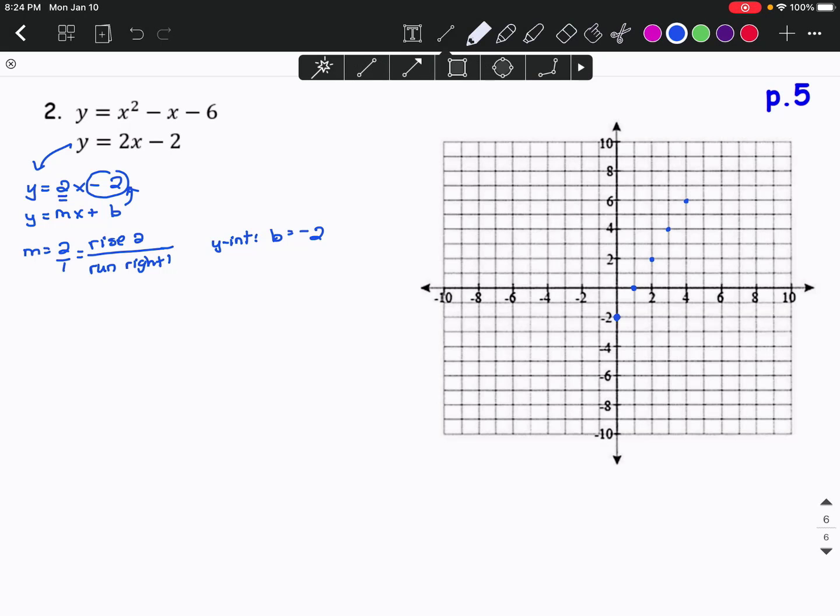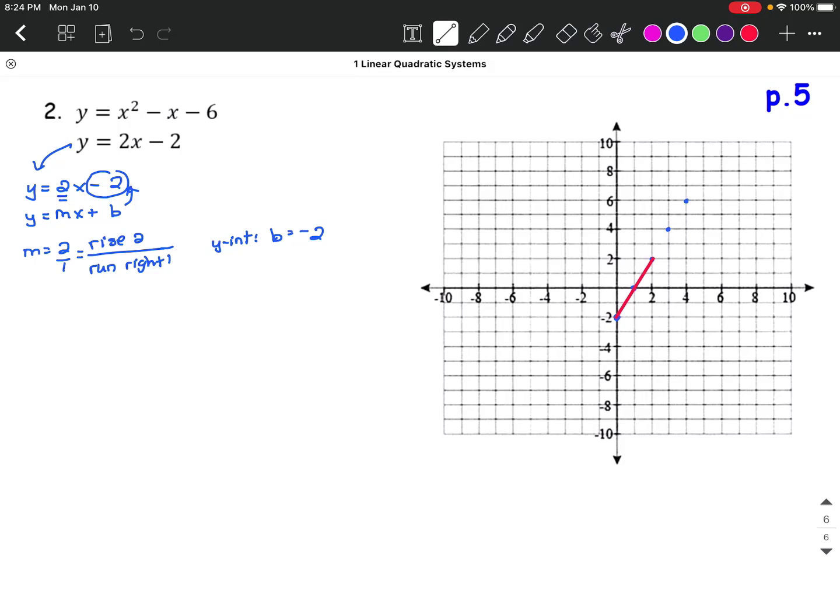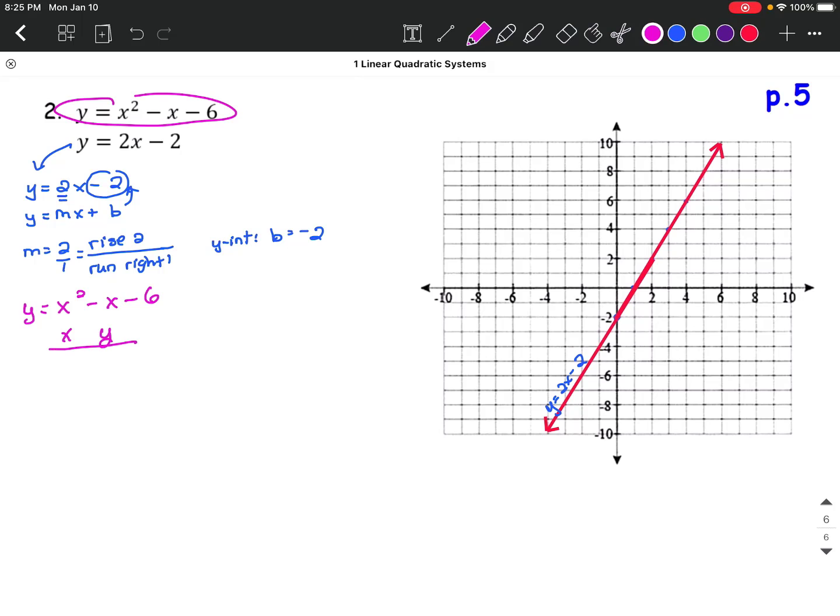Get that handy-dandy straight edge. Connect the dots. Draw arrows. Label with the equation: y equals 2x minus 2. Now, let's try this parabola. y equals x squared minus x minus 6. We have the x and the y. We're going to put this in our calculator. We're going to find the vertex, and then we're going to fill in our table.